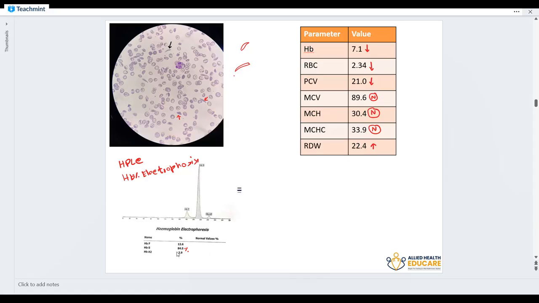Here in the blood picture, we see 5 to 6 sickle cells. That means the hemoglobin in these RBCs is deoxygenated. When the hemoglobin releases the oxygen, it becomes polymerized and may alter the shape of the RBC. So when the hemoglobin becomes deoxygenated, then sickle cells can appear in the blood picture.